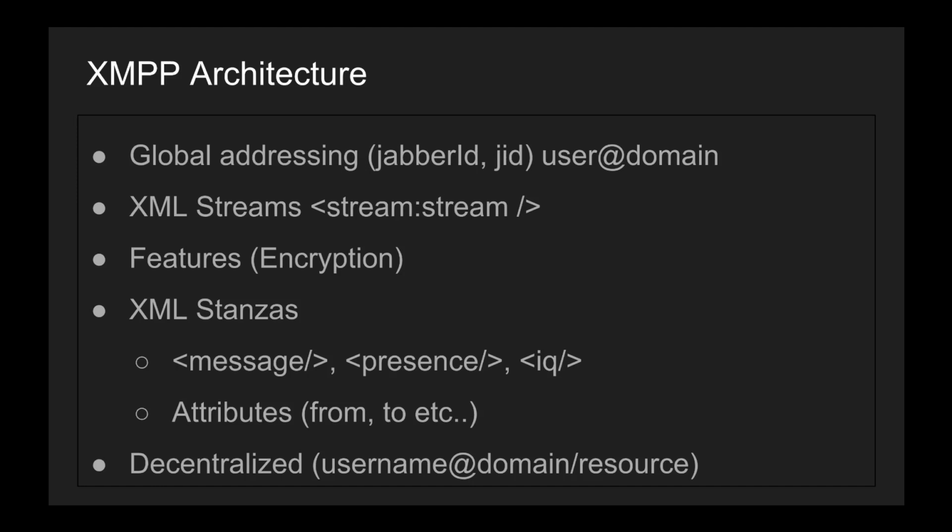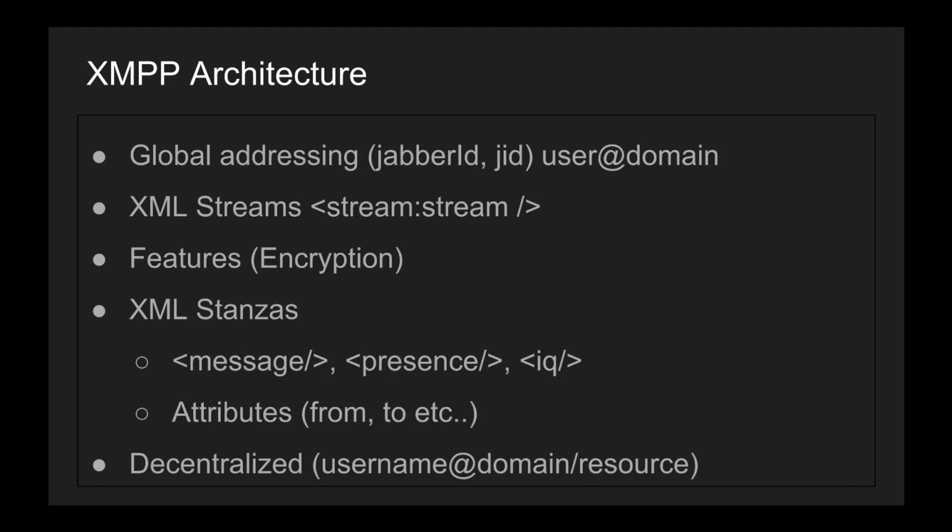You can negotiate that on top of XMPP as a feature. And then finally, the XML stanzas. There are three different stanzas that you can send, right? You can send a message, an IM message. You can send a presence like, hey, I'm online. Hey, I'm offline. Hey, I appear offline and all that stuff, right?